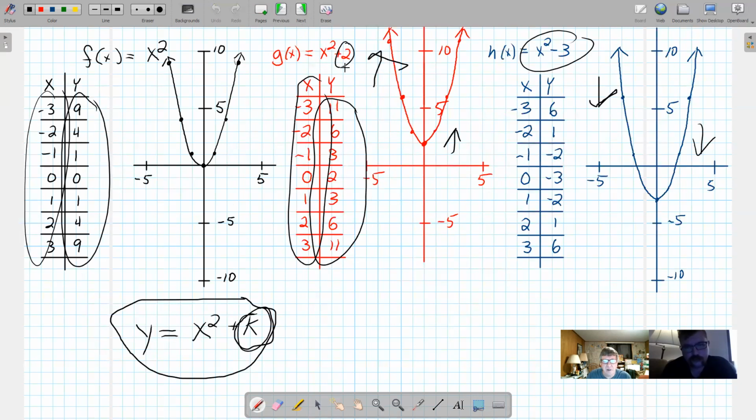But look what happens here. The vertex here is at 0, 0, but here it's at 0, 2. And here it's at 0, -3. So that K value appears to be the Y value of the vertex. See what I'm talking about?